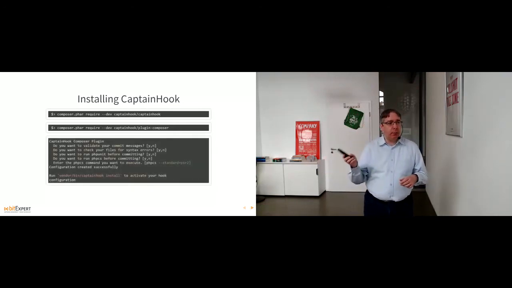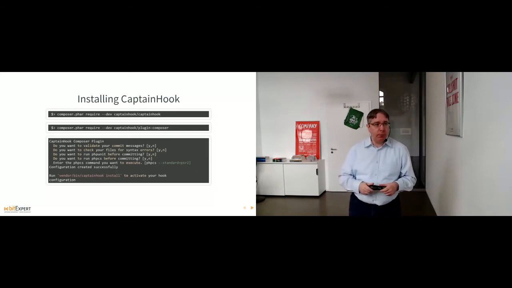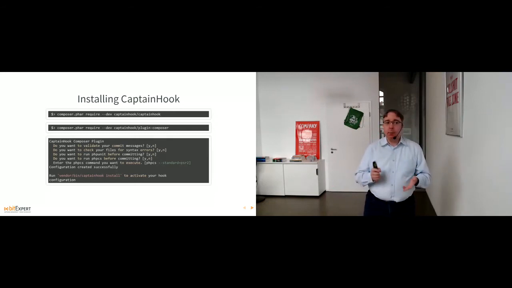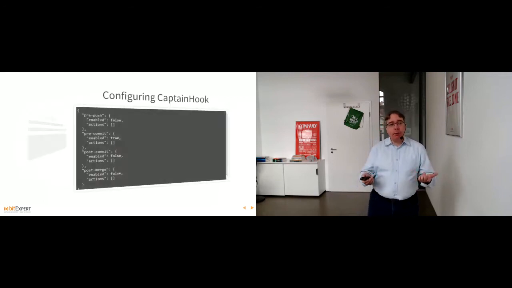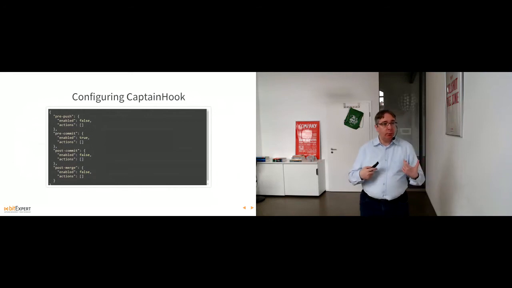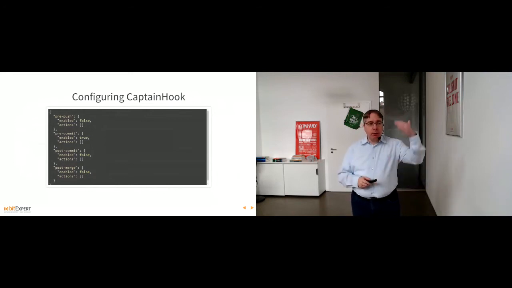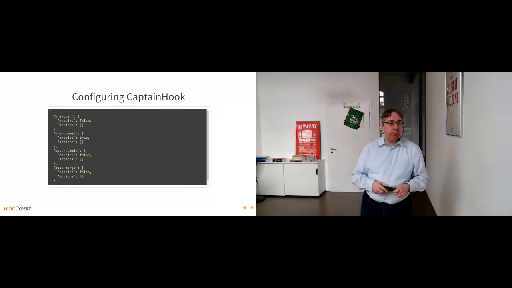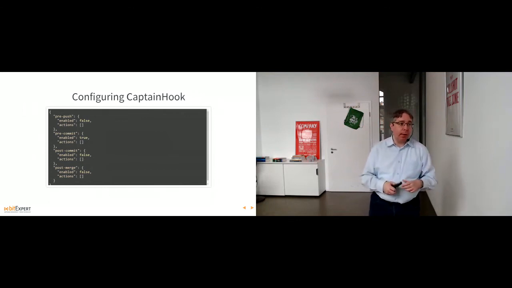If you do that, Captain Hook will ask you a couple of questions the first time you install it. It gives you just a couple of presets, like do you want to validate your commit messages? Do you want to check your files for syntax errors? Do you want to run PHPUnit? Do you want to run PHP Code Sniffer and stuff? And then that's basically it. The outcome of this is a JSON configuration file, which just lists all the different kinds of hooks that Captain Hook supports. And you can then edit that afterwards and enable or disable these hooks or add these actions, which are then concrete commands that should be executed in this file.